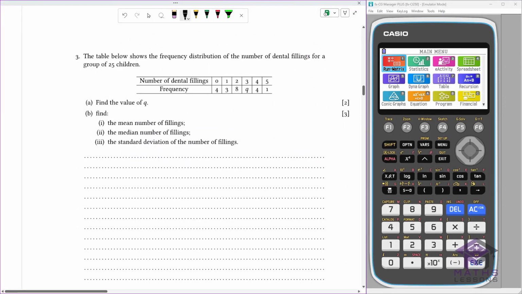Moving on to question 3. We want to find the value Q. There are 25, so we just take all these numbers away from 25 and you get Q is equal to 5. For part B, the best way to do this is just to put it straight into your calculator.